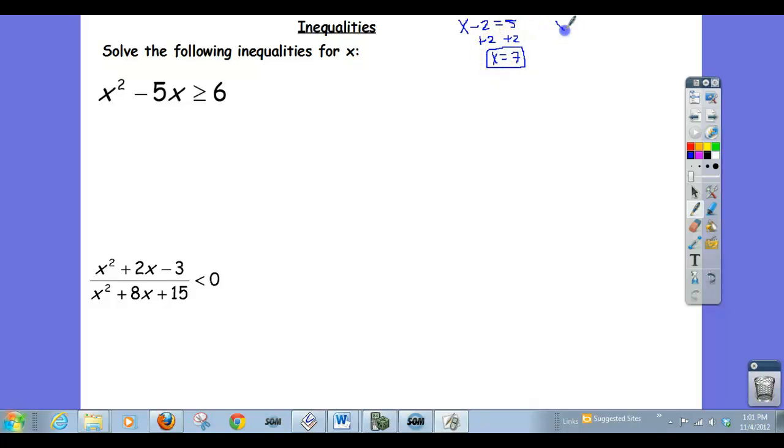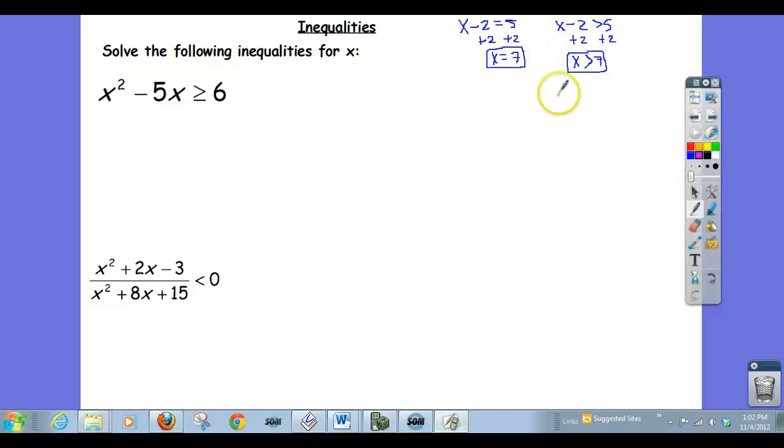And an inequality is different because you don't get one answer. So if I do x minus 2 is bigger than 5, we can proceed the same way as though it's an equation, and we get x is bigger than 7. But the idea is that, yes, this is the solution, but this is not representing one number. It's representing an infinite number of numbers. It's representing all the numbers that are bigger than 7. All the numbers that are bigger than 7 make this inequality true.